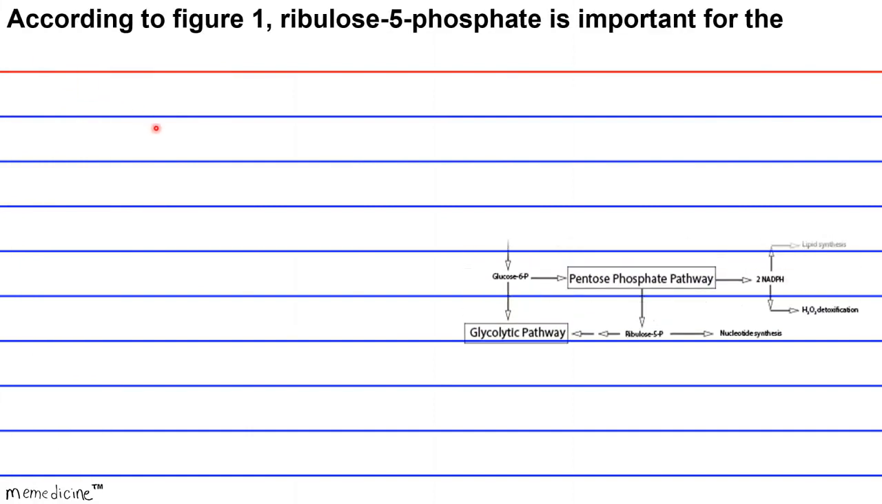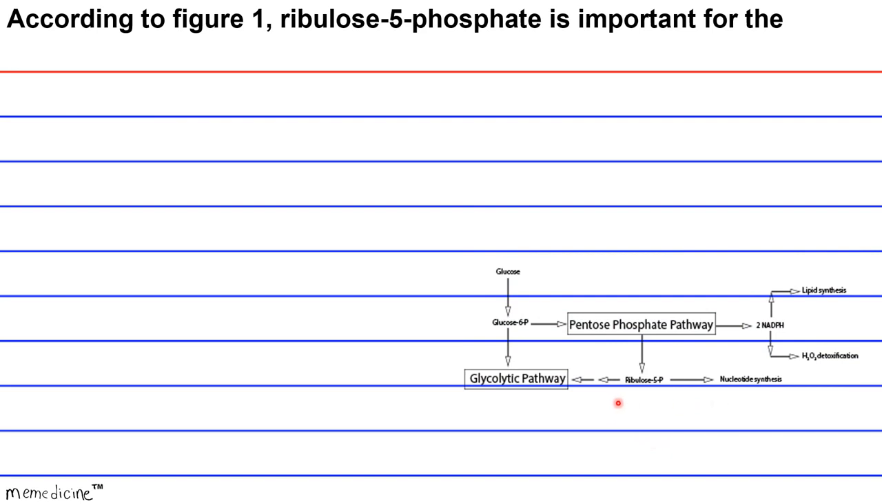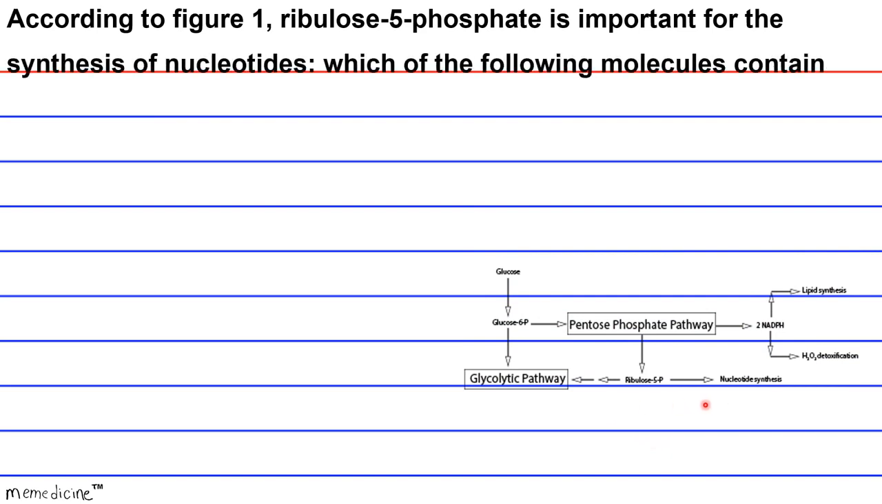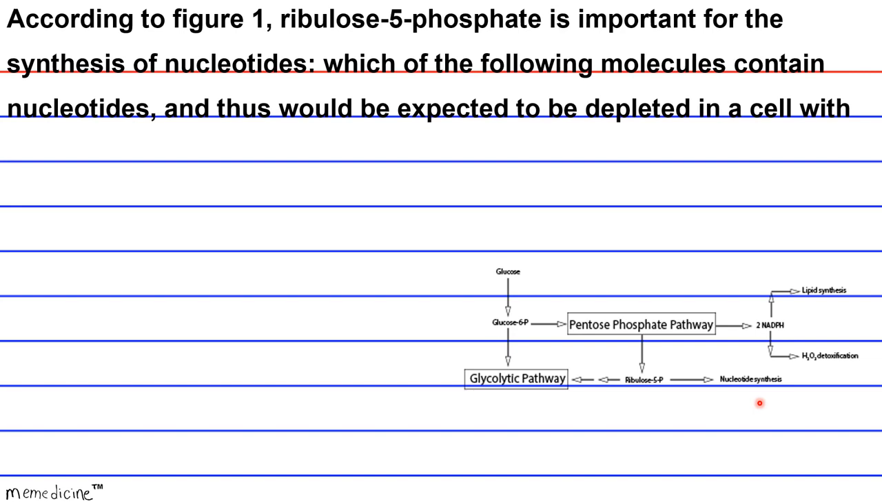According to Figure 1, ribulose 5-phosphate is important for the synthesis of nucleotides, as shown here in the pentose phosphate pathway. Which of the following molecules contain nucleotides and thus would be expected to be depleted in a cell with low levels of ribulose 5-phosphate production?